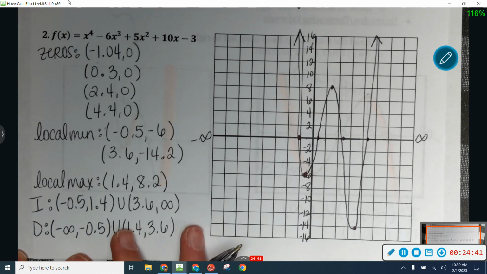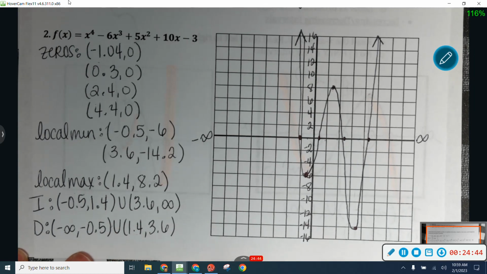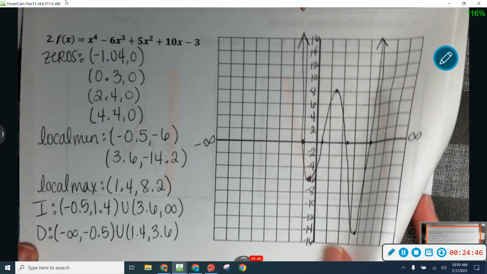So the X values of your max and mins should be the values in your increasing and decreasing intervals. Are y'all noticing that? Okay. Are y'all good? Do we have questions?